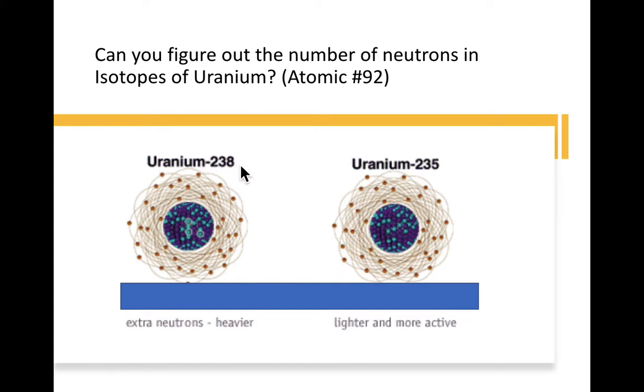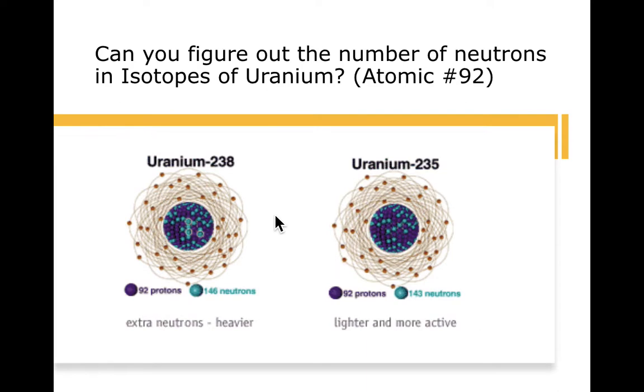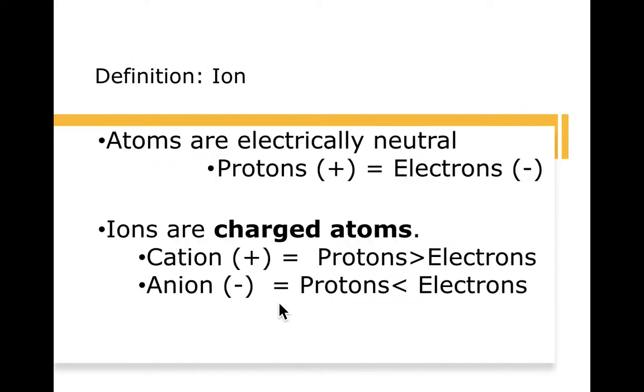So let's see if you figure this out. Have you figured out the number of neutrons in isotopes of uranium? Here's our mass number. Here's our atomic number. Do you remember what to do? So you can see here, they both have 92 protons, but 92 plus 146 will give us 238. So uranium-238 has 146 neutrons, while uranium-235, which is a little bit lighter, has only 143 neutrons.